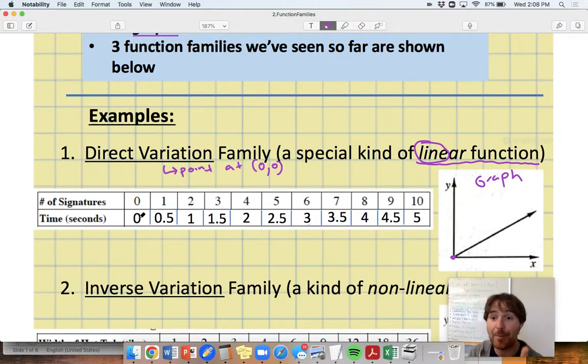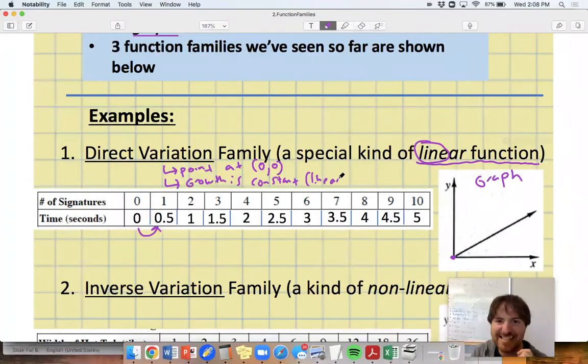And something interesting happens with the numbers in the table for direct variation as opposed to linear functions. If I have a point at 0, 0 and I'm increasing here, this is one thing to notice. Point is at 0, 0, okay? And my growth is constant, linear, it's consistent.